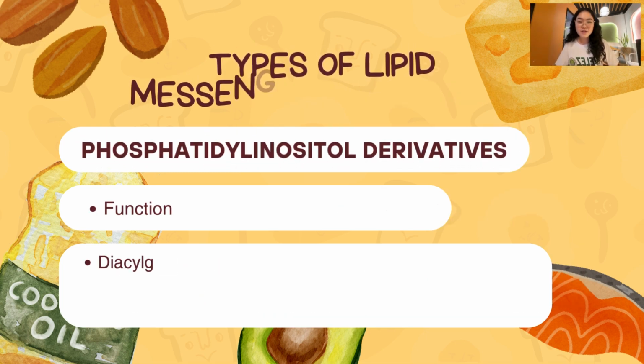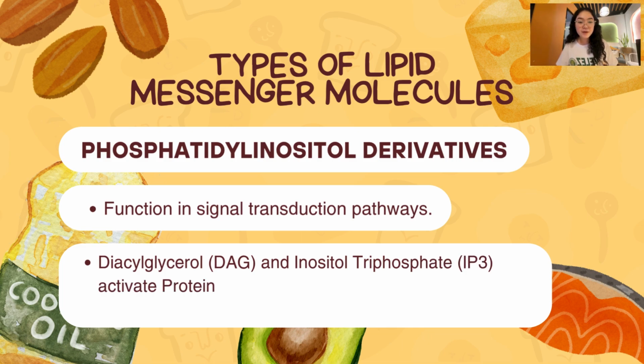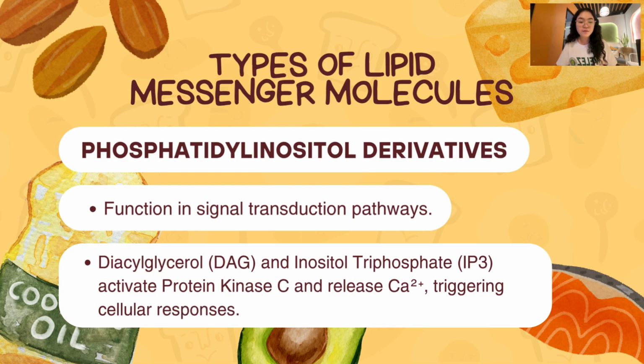Now let's talk about phosphatidylinositol derivatives, especially a molecule called PIP2. PIP2 can split into two important messengers. We have the DAG, or diacylglycerol, and we have the IP3, which is inositol triphosphate. These two activate protein kinase C, which changes protein activity inside a cell, and also calcium ions, which can trigger muscle contraction, enzyme activity, or hormone secretion. So this pathway is like a domino effect that starts with a lipid and ends with a full cell response.